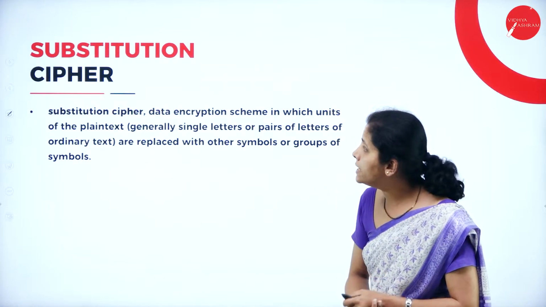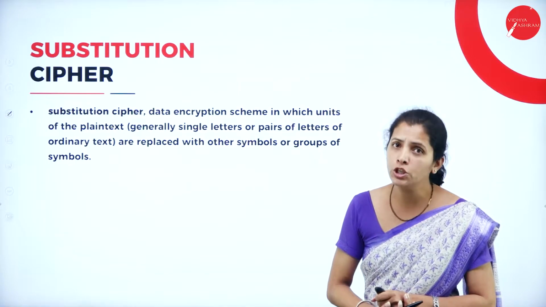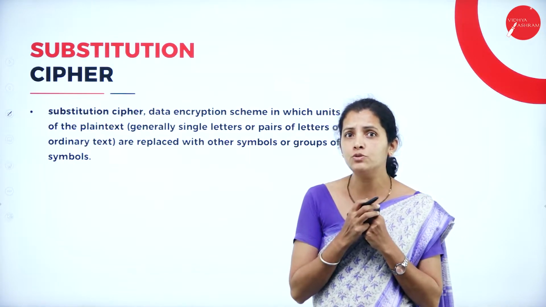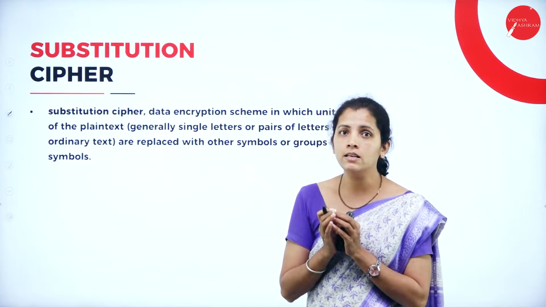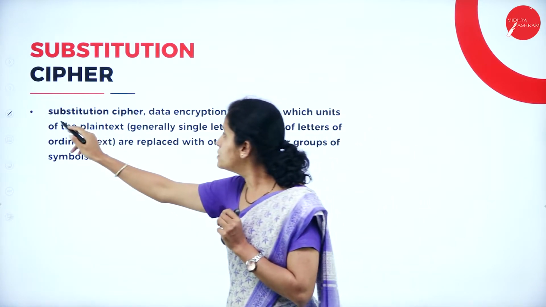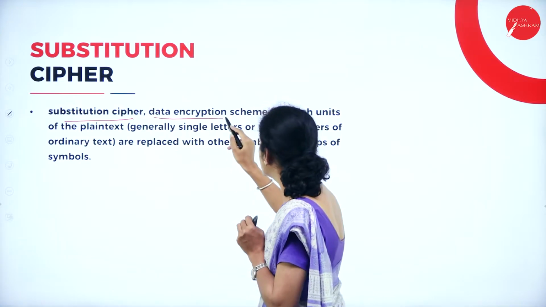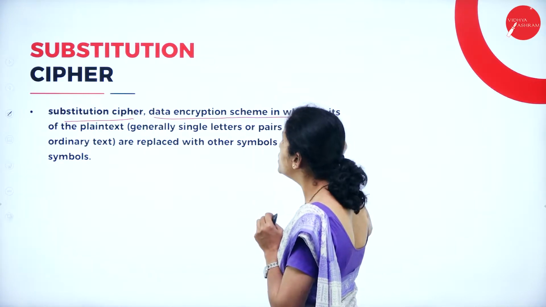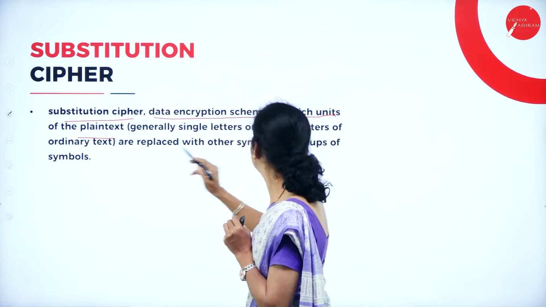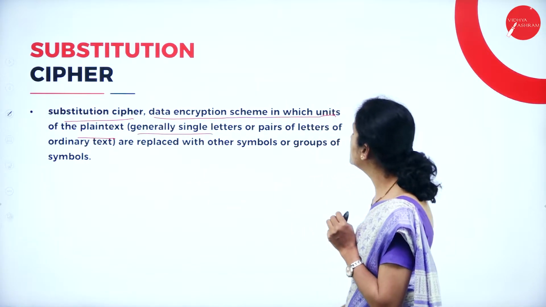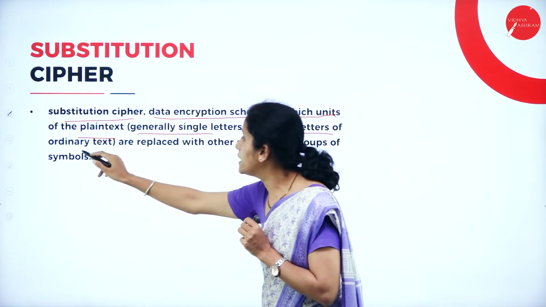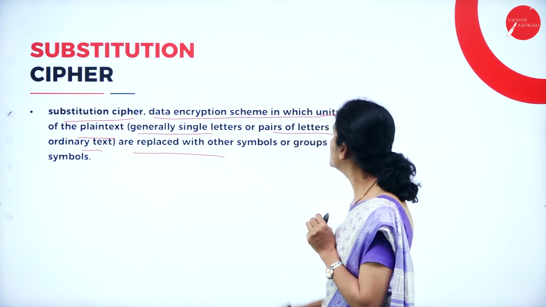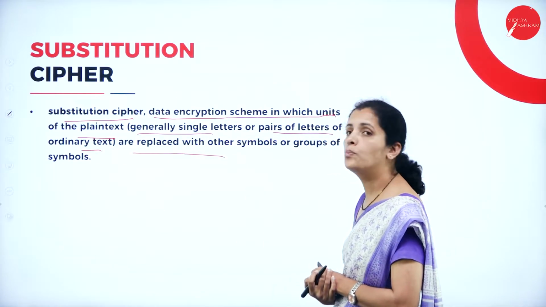Now, at the beginning, I'm going to cover substitution. So, what is substitution? For one letter, I'm going to substitute another letter. For example, a substitution cipher is a data encryption scheme in which a unit of plain text, generally a single character or pair of characters of the original text, is replaced with another symbol or group of symbols.